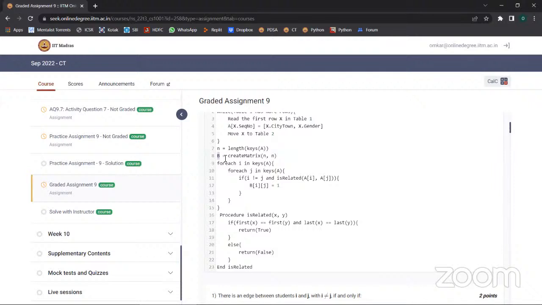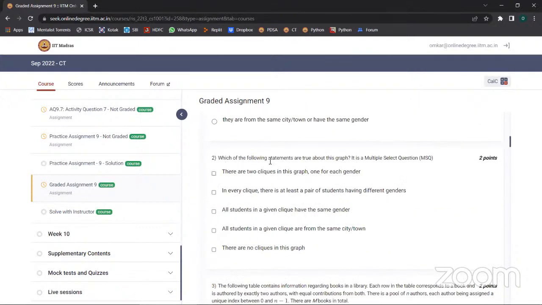Yeah, the matrix B, right? Ultimately, it's a graph represented in a matrix form in this case. Internally, this create matrix creates a nested dictionary. So the questions are based on this particular variable B. Whenever we say which of the following statements are true about this graph, that means we are talking about that variable B.